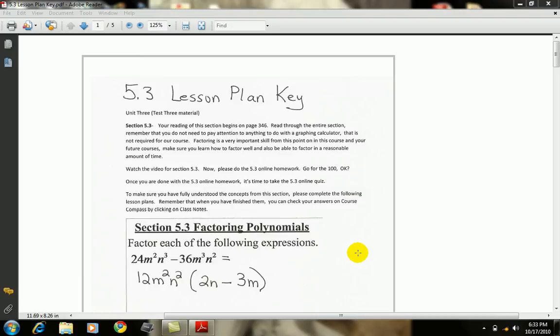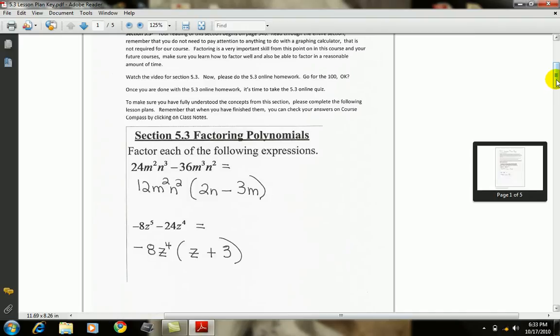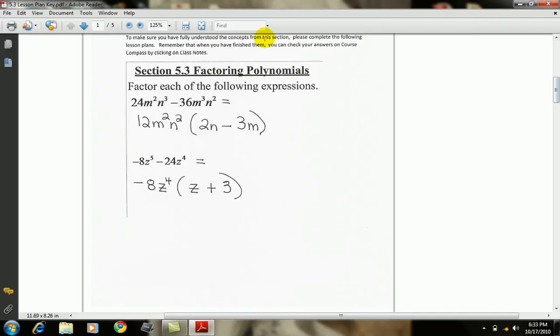Okay, ladies and gentlemen, it's very intentional. We are not covering section 5.2 in Math 1033, so don't think you've lost the notes or anything. We intentionally go on into section 5.3, and section 5.3, for the most part, is a review. Section 5.3 starts off with factoring polynomials.